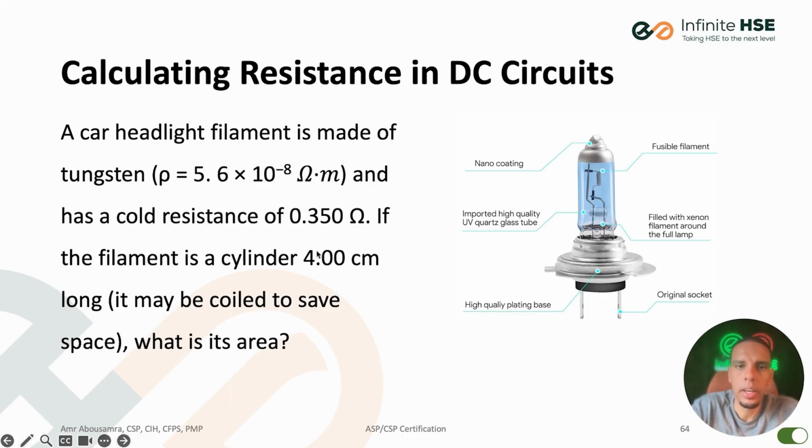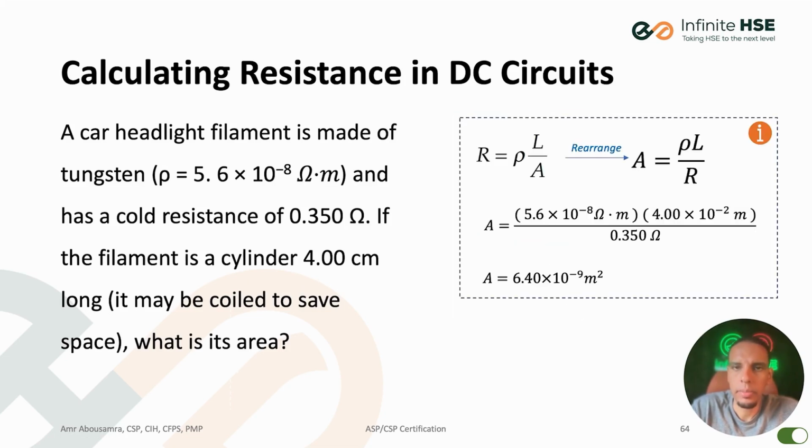The resistance R we have is for the one with a certain length, and we're required to calculate the area. So how do we do that? This is the equation we're going to use: R equals rho times L over A. I want to calculate the A at the bottom here, so I'll rearrange this equation to isolate A on its own. When I rearrange it, it will look like this.